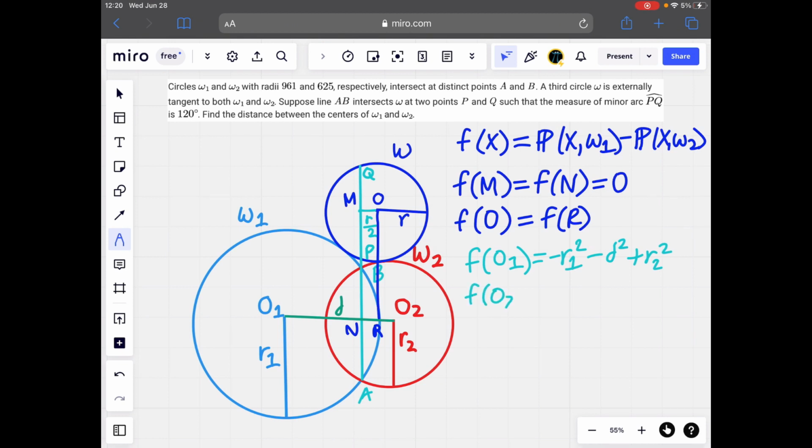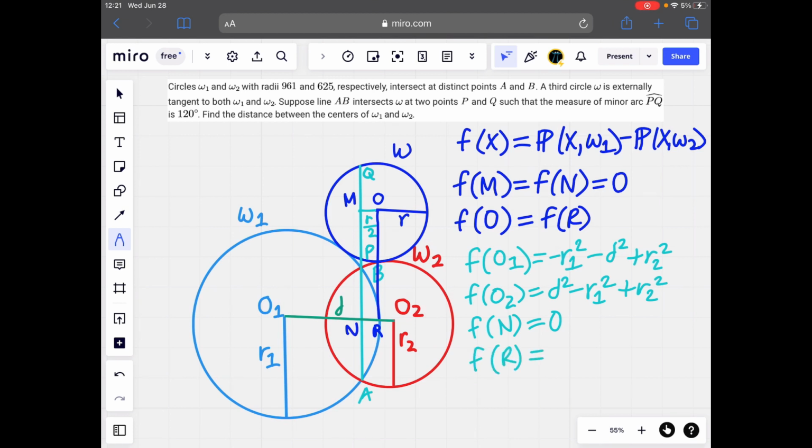And f of O2 is equal to the power of O2 with respect to W1. That's just D squared minus R1 squared, minus its power with respect to W2, which is minus R2 squared. So minus R2 squared is going to be plus R2 squared. F of N is just 0 because it lies on the radical axis of W1 and W2. F of R is f of O.